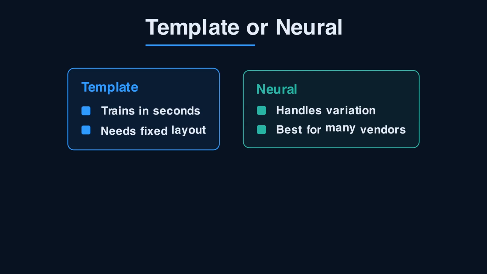The accuracy gain on varied layouts is worth the wait. Use template only when every document is pixel identical. When in doubt, start neural. Reserve template for high volume, single source forms like your own outbound invoices.